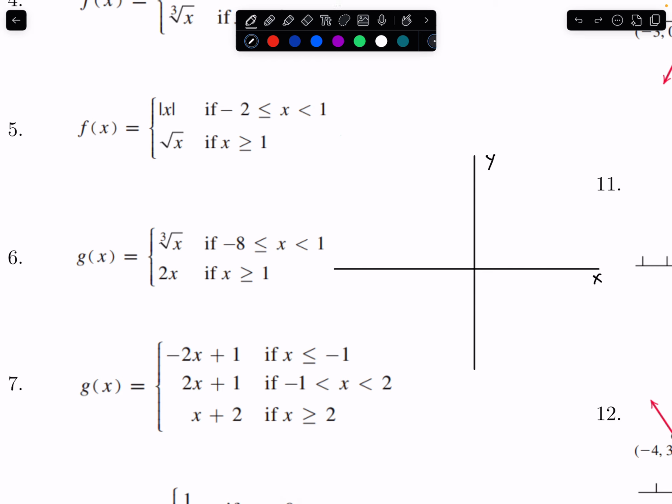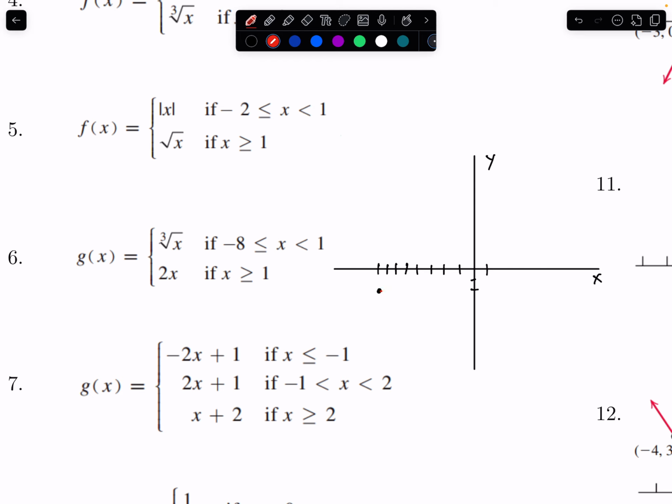Okay, so -8 to +1. That's our first interval where we're gonna graph cube root. 1, 2, 3, 4, 5, 6, 7, 8. And they chose -8 strategically because what's the cube root of -8? It's gonna be -2. Let's go ahead and plot that point already, and that's including that boundary point. At +1, that's where the switch occurs.